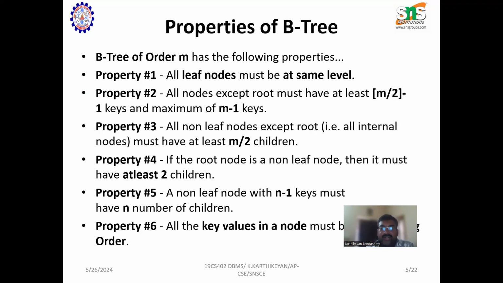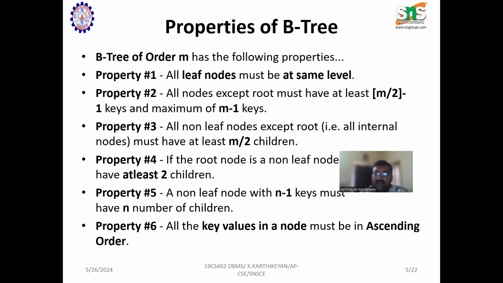So these are the properties of a B tree. Property one: all leaf nodes must be at the same level. Property two: all nodes except the root must have at least m divided by 2 minus 1 keys and a maximum of m minus 1 keys. Property three: all internal nodes except the root must have at least m divided by 2 children. Property four: if the root node is a non-leaf node, then it must have at least 2 children. Property five: a non-leaf node with n minus 1 keys must have n children. Property six: all the key values in a node must be in ascending order.